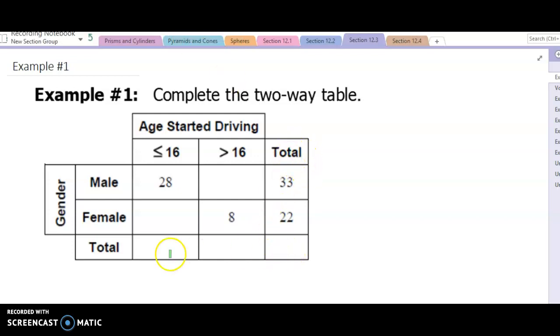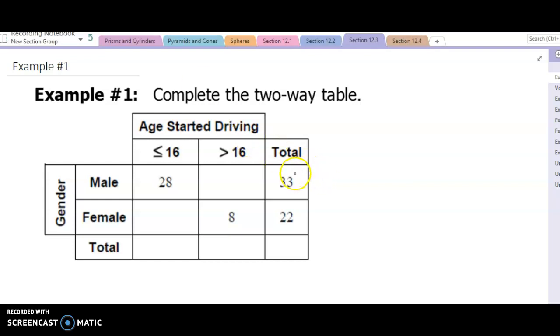Anyways, so let's go ahead and fill out this two-way table. So the totals are on the outside, and the inside is the numbers of the groups. Okay, so here we're talking about gender and driving age. All right, so we're going to go ahead and fill the rest of these slots out.